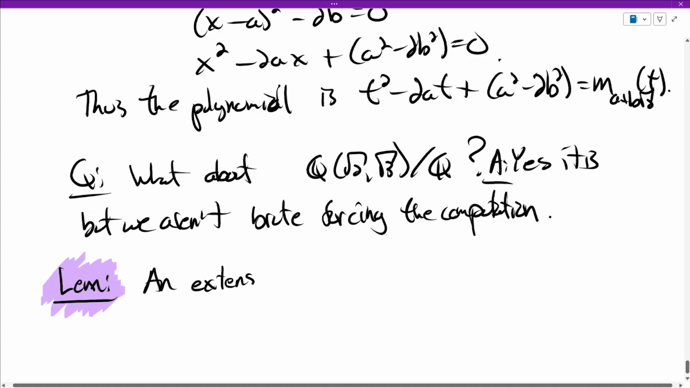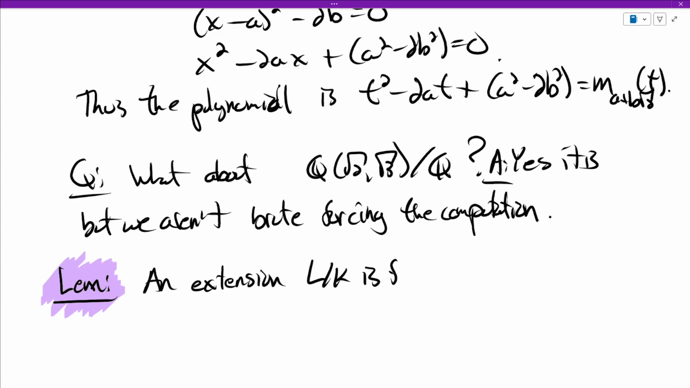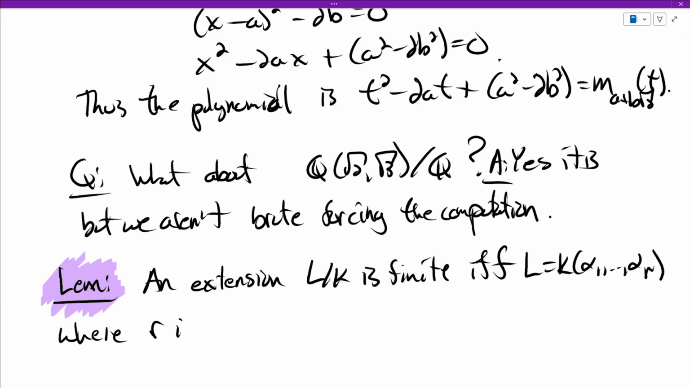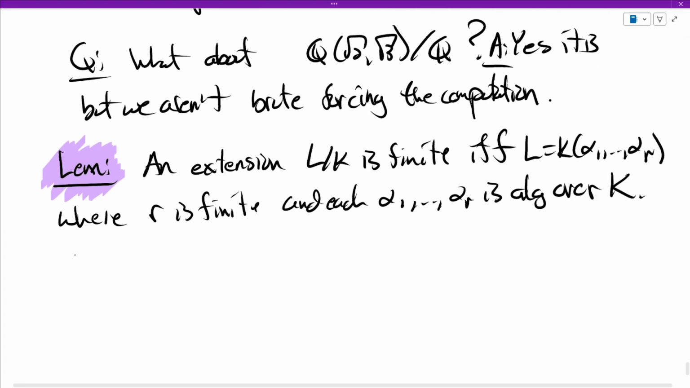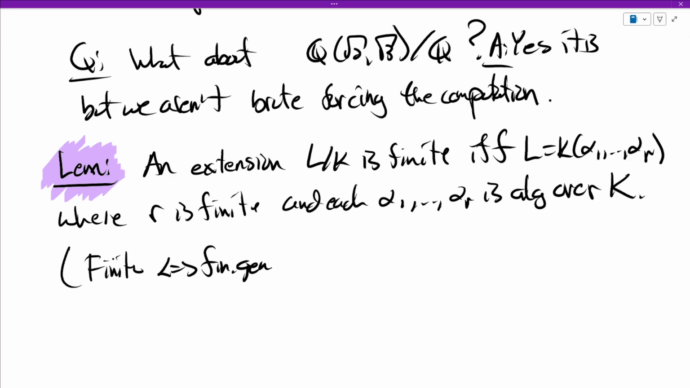An extension L over K is finite if and only if L is obtained from K by adjoining finitely many elements, and each of those elements is algebraic over K. So this is saying that it's finite if and only if finitely generated by algebraic elements over K. That's how I remember it, at least.